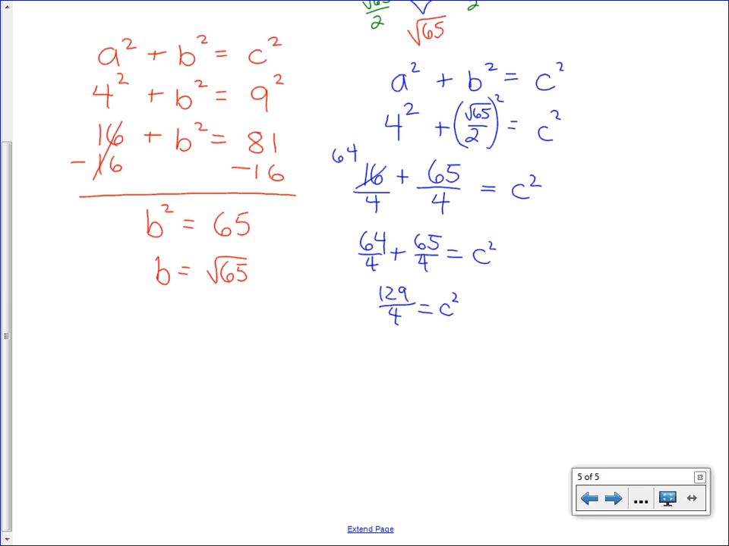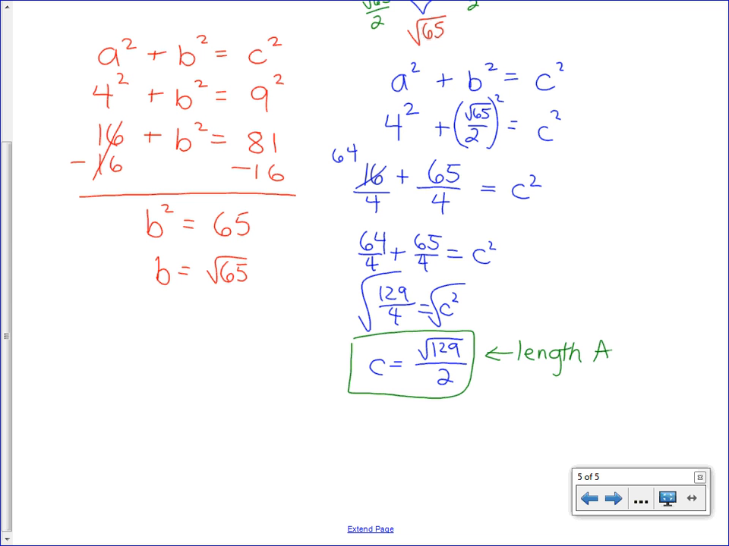And then I'm going to square root both sides. So c will equal the square root of 129 over 2. And that's the length of AC, which is what it was asking us for to begin with. And that is all.